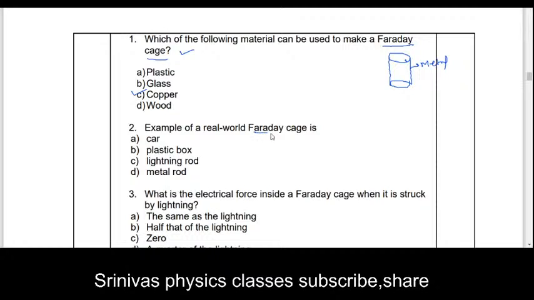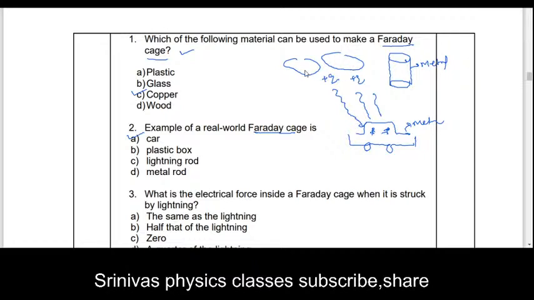A real world Faraday's cage is the car. If you sit in the car, the car is made with metal, and if any lightning occurs, lightning means a massive heavy charge. The charge will reside only on the surface. The persons will be protected from the charge coming from the clouds. During lightning, the car is safe because it acts as a Faraday's cage. Faraday's cage means it acts like electrostatic shielding.